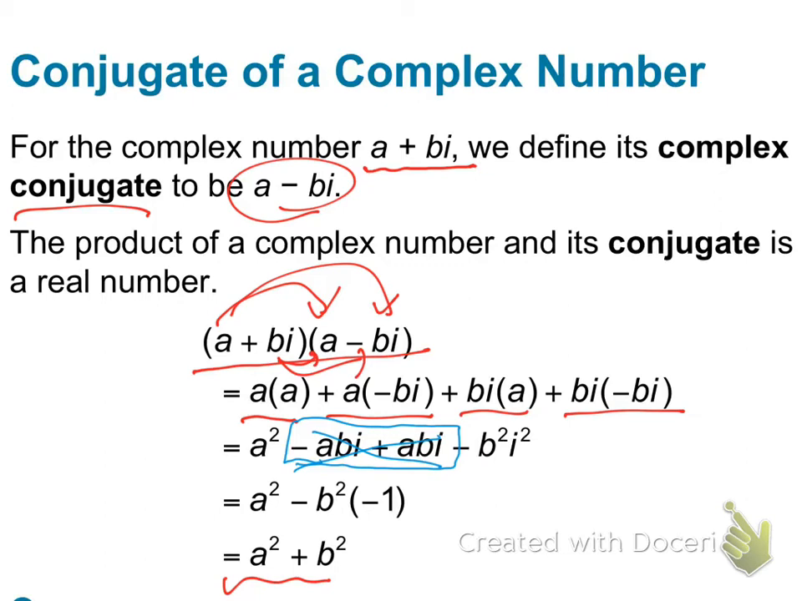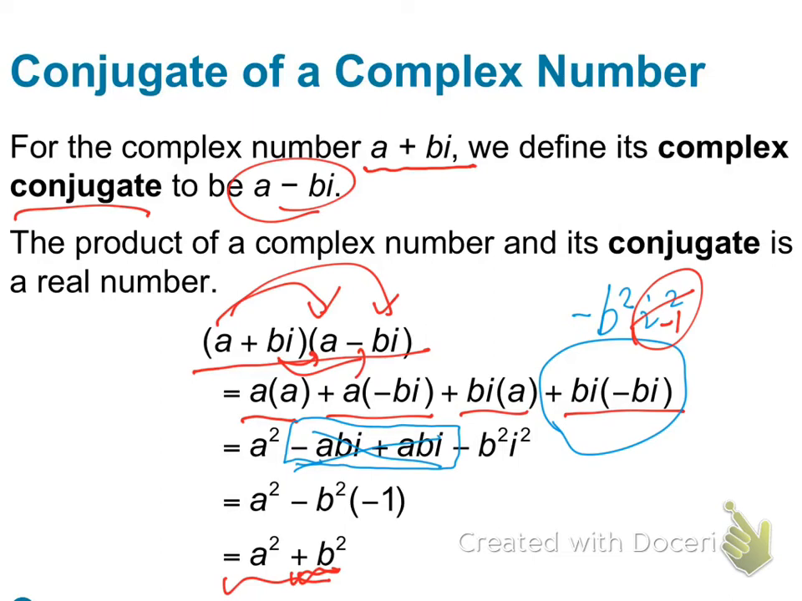The first term is A squared. The last term, you have B squared and the negative i squared. So what should we do about negative i squared? i squared will become negative 1. So negative B squared times negative 1, you get a positive B squared.